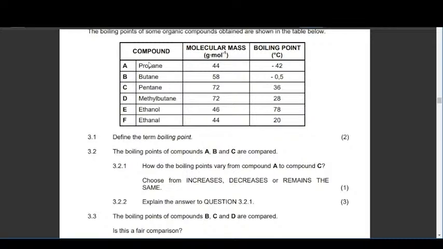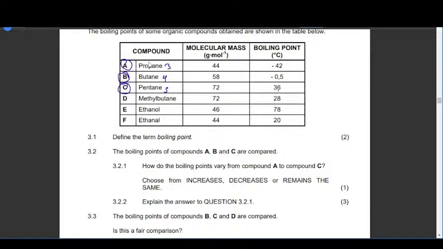Then they're saying that the boiling points of compounds A, B, C are compared. Now they're saying A, B, and C. Check. Propane, butane, pentane. 3, 4, 5. Correct. It means that there's a good comparison there. How do the boiling points vary from A to C? The boiling point is increasing. Then they are saying, give a reason for your answer.